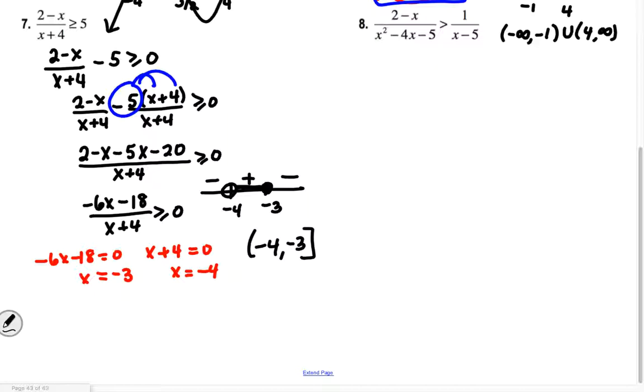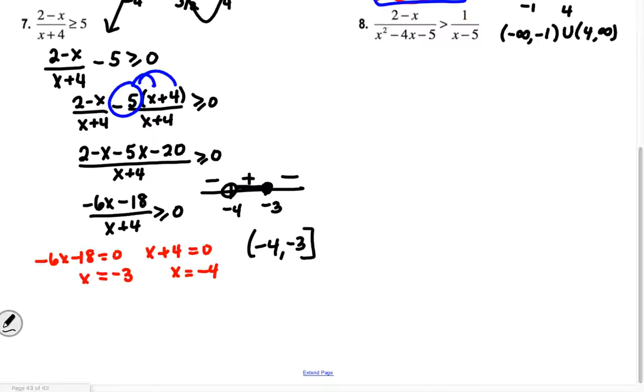So the reason is because if I plug in -4 to check, I get positive 24 minus 18, so 6 over 0. Is 6 over 0 greater than or equal to 0? I don't know what 6 over 0 is, right? It's undefined. So it doesn't work. And then if I try -3, then I get 0 over 1. Is 0 over 1 greater than or equal to 0? Yeah, it makes it equal to 0.